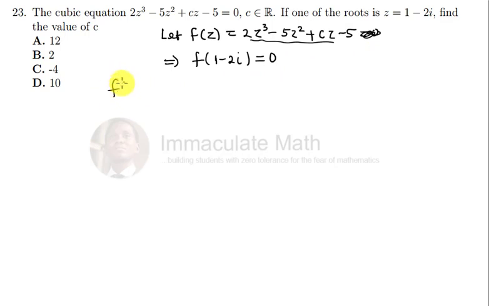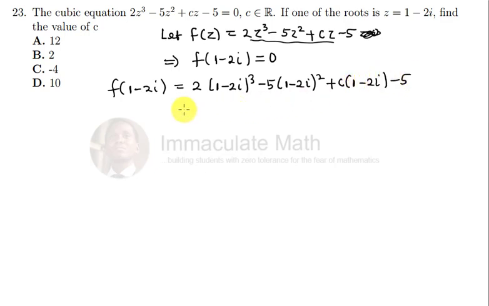So we have f of 1 minus 2i. That means we are going to have 2 open bracket 1 minus 2i all cubed, minus 5 open bracket 1 minus 2i all squared, plus c into 1 minus 2i, then minus 5. If we expand this, we have 1 minus 2i raised to the power 3. So that means we can write this as what?